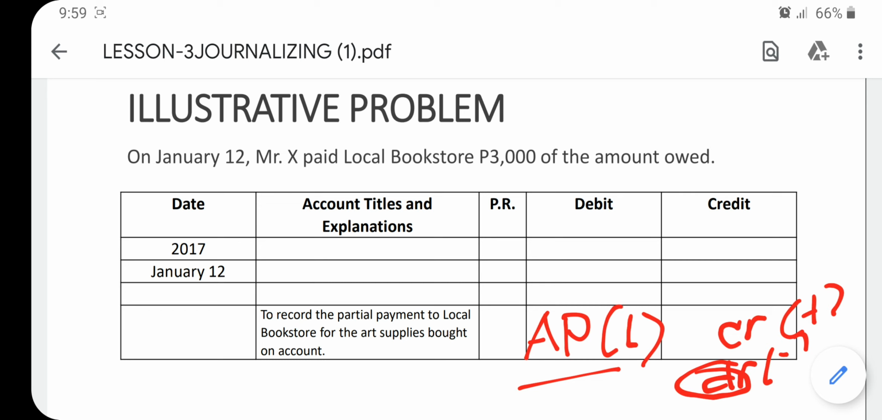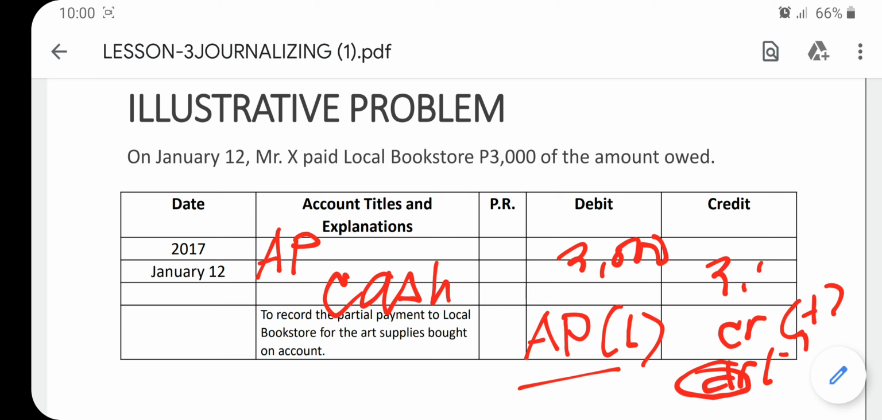Since if we're going to pay accounts payable, our accounts payable account title will decrease. So, we debit accounts payable in the amount of what we're going to pay to the local bookstore, 3,000. And class, an asset will be decreased in the form of cash since we're going to pay cash to our supplier. So, in this case, we're going to credit cash in the amount of 3,000.